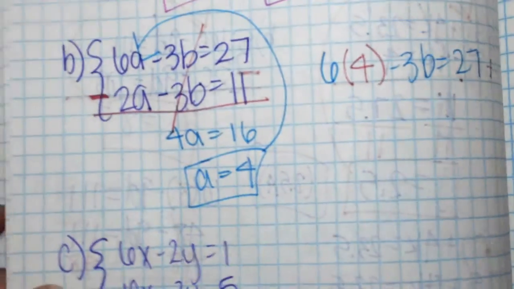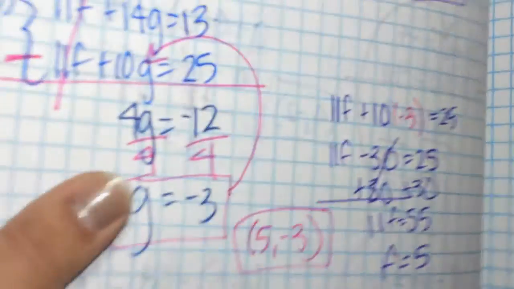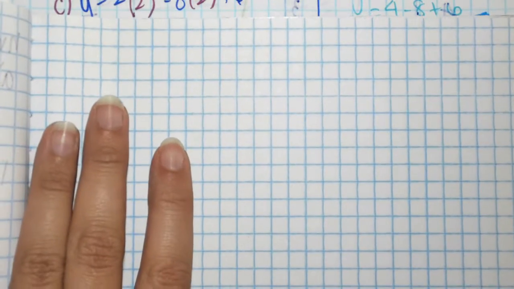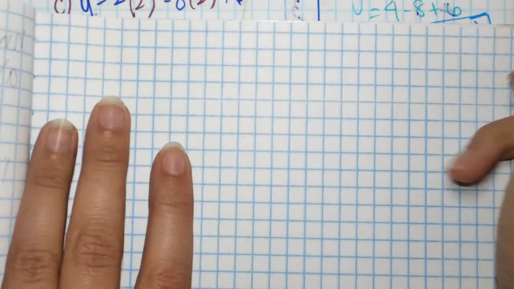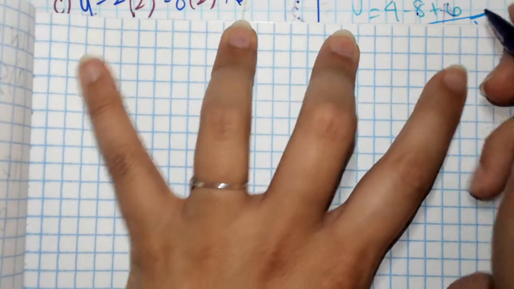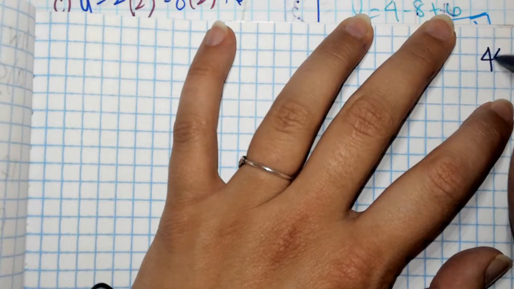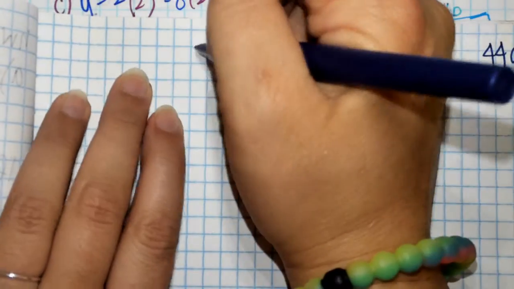Alright, so now, I want to go to page 44. Elimination part 2. How do I say part 2? There you go. Parte 2. Eliminación parte 2.